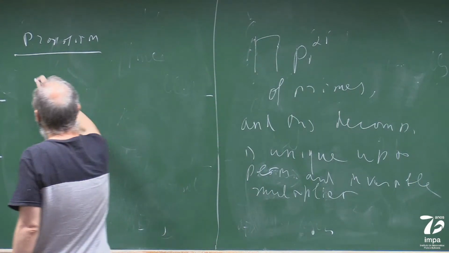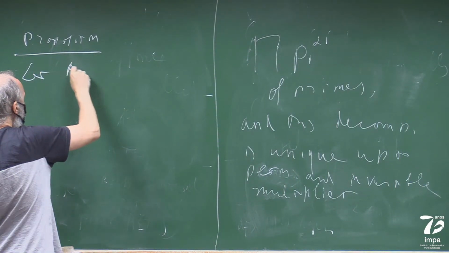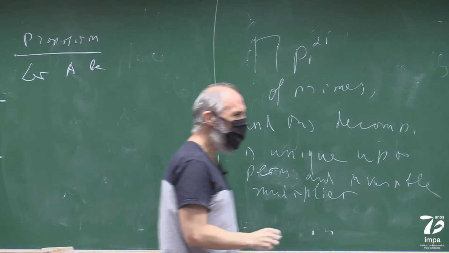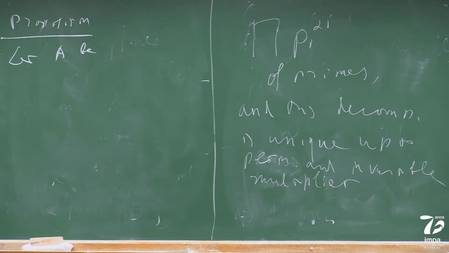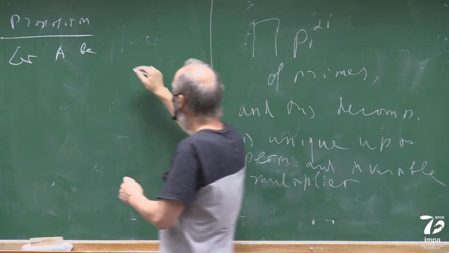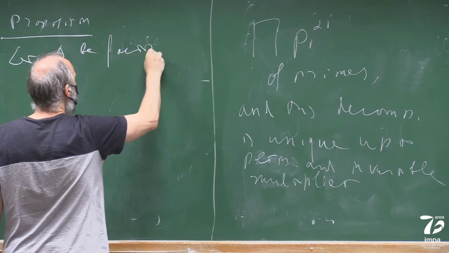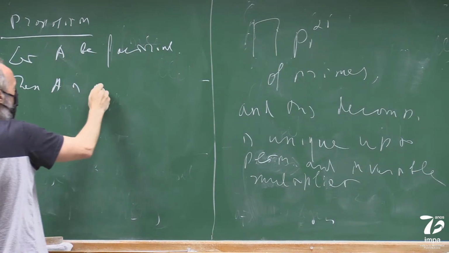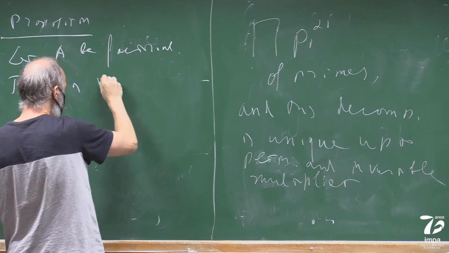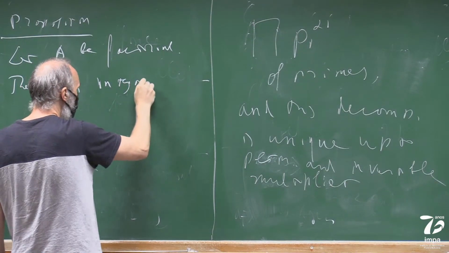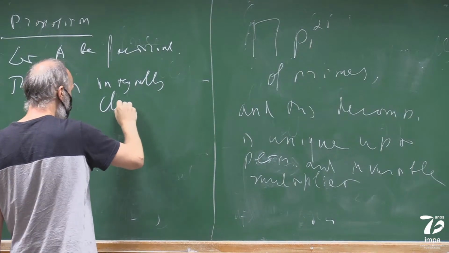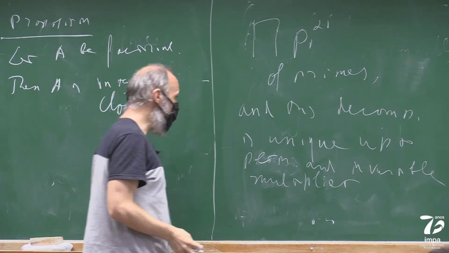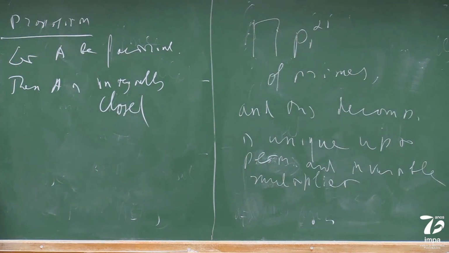Let A be factorial, then A is integrally closed. So there's an example from elementary number theory of when it really works.